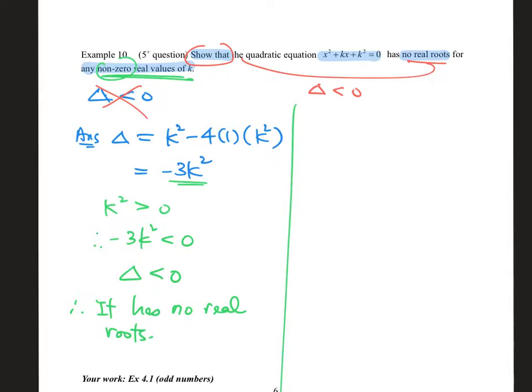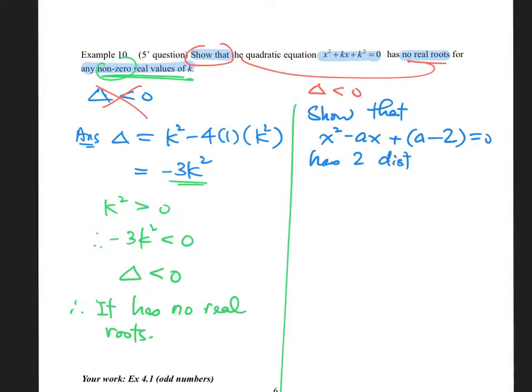Is it difficult for you? If not, how about I give you another example which is very similar to this one. The additional question here will be: can you show that the equation x squared minus ax plus a minus 2 equals 0 has two distinct real roots? So this time I didn't tell you some features about the value of a, but again, you are going to show me that it has two distinct real roots, which means you are going to show me that delta is greater than 0, and then why.